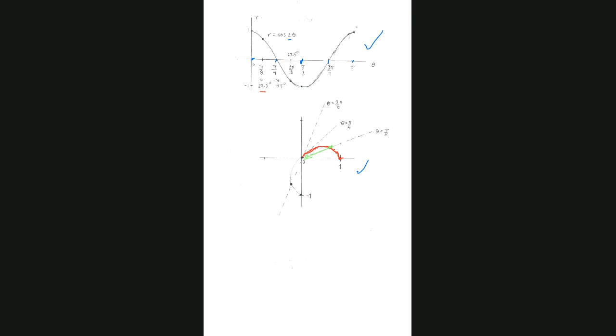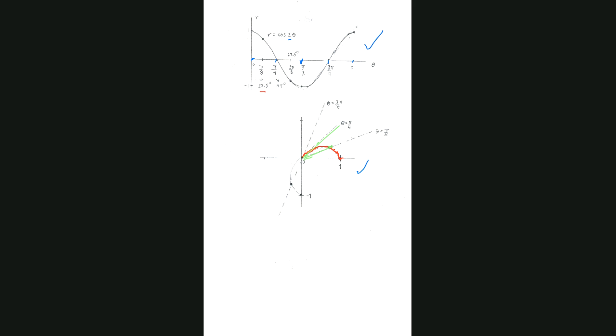On the other hand, when you look in the direction here of 45 degrees, the radius is 0, because the trig function, r equals cosine of 2 theta, is 0 when theta is pi over 4. And so the radius is 0, and that puts you right here at the origin. Okay, so far so good.